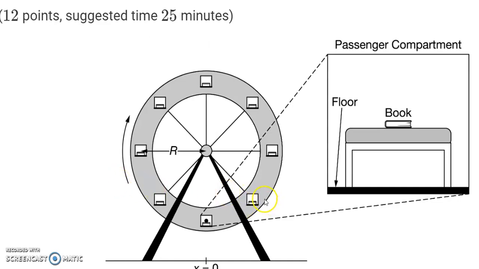Okay, so we have this merry-go-round, this kind of wheel, and it's spinning this way. It's got a radius r, and it's got these compartments inside, and inside these compartments there is a table and there's a book on the table in each of these compartments while this thing is spinning.